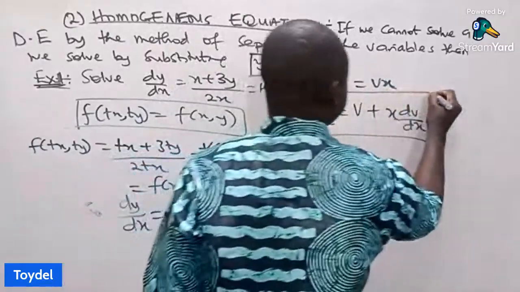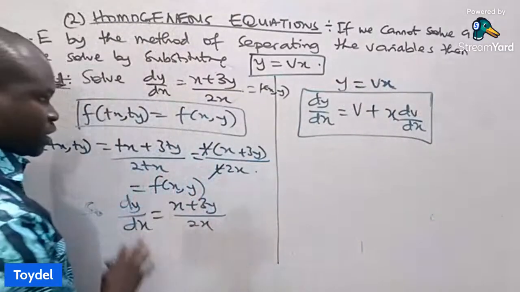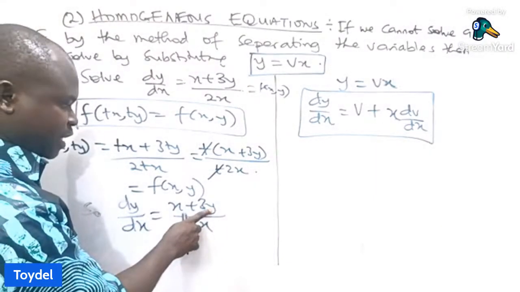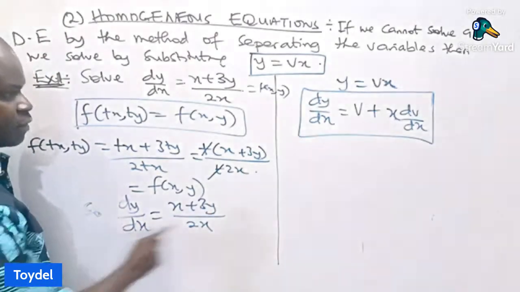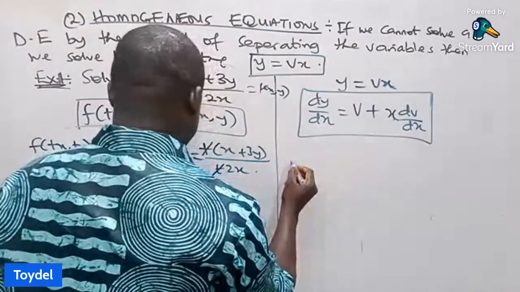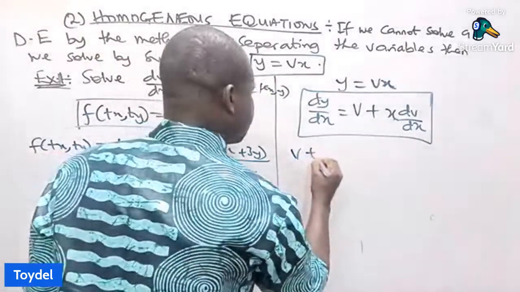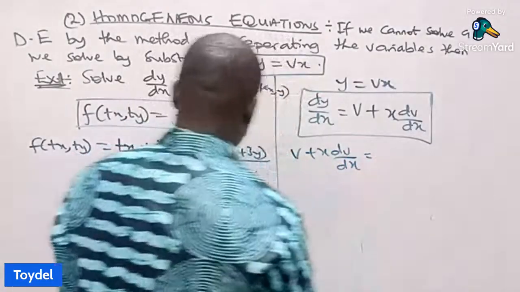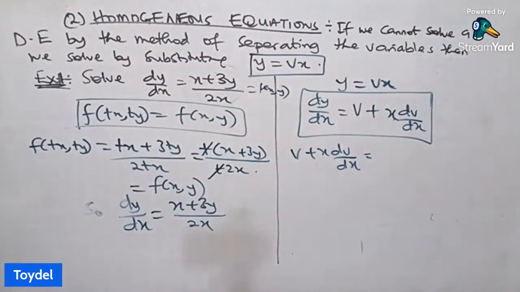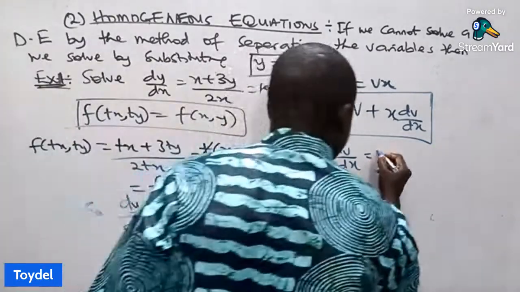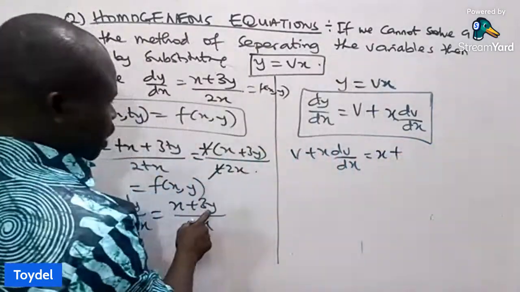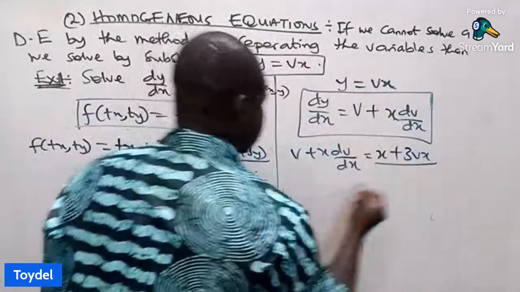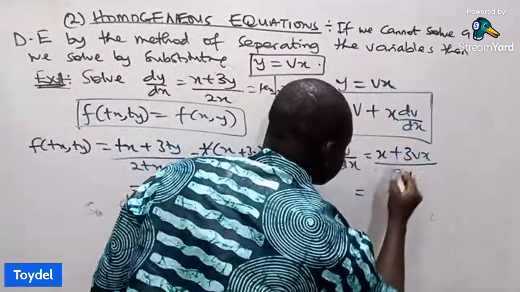Please, under homogeneous equation, we have to be very careful. We cannot solve this equation directly. So wherever we see y here, we change it to vx. Then wherever we see dy dx, we change it to this. That is, instead of dy dx, now we are going to have v plus x dv dx to be equal to x plus, instead of 3y, we are going to have 3vx all over 2x.